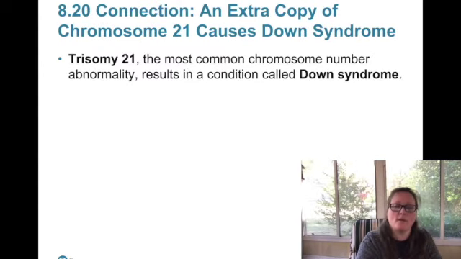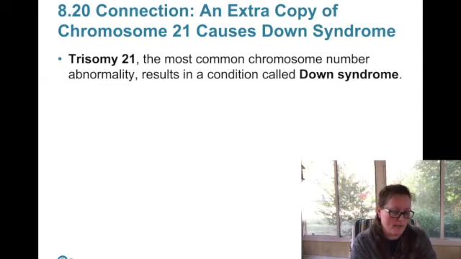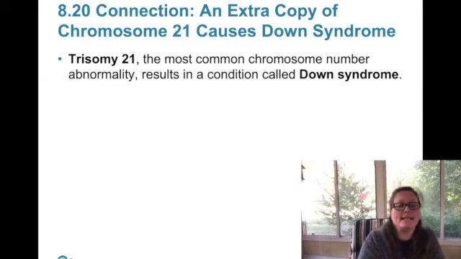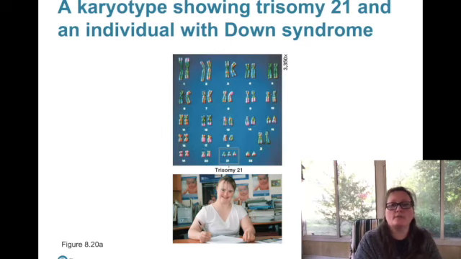Trisomy 21, this is the one I mentioned in class. Most common chromosome number abnormality. This is Down syndrome. So here is the karyotype showing it. You have two of each of these. You even have the two X's because it's a girl. But notice right here on chromosome number 21, we have three.